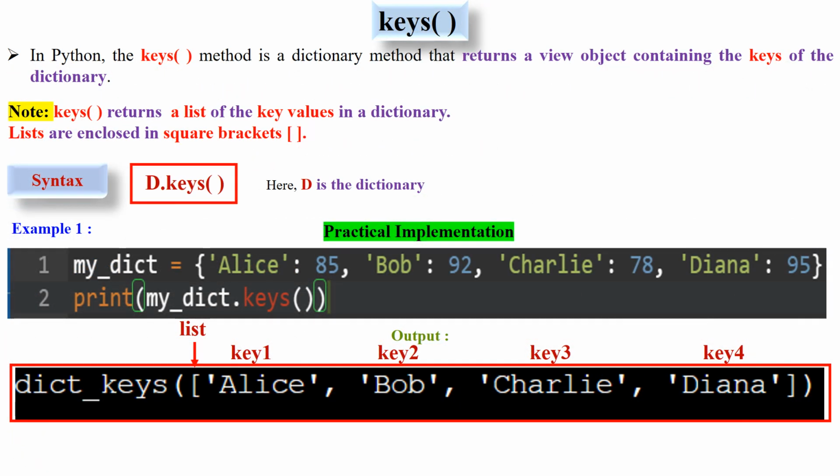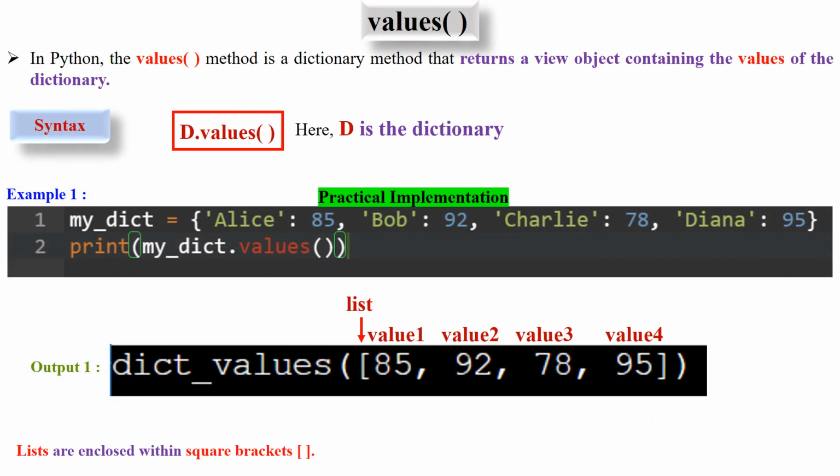In Python, the keys method is a dictionary method that returns a view object containing the keys of the dictionary. Note that keys returns a list of the key values in a dictionary. Lists are enclosed in square brackets. Syntax is d.keys(). Here, d is the dictionary. Revise these examples here. In Python, the values method is a dictionary method that returns a view object containing only the values of the dictionary. The syntax is d.values(). Here, d is the dictionary. Revise these examples here.